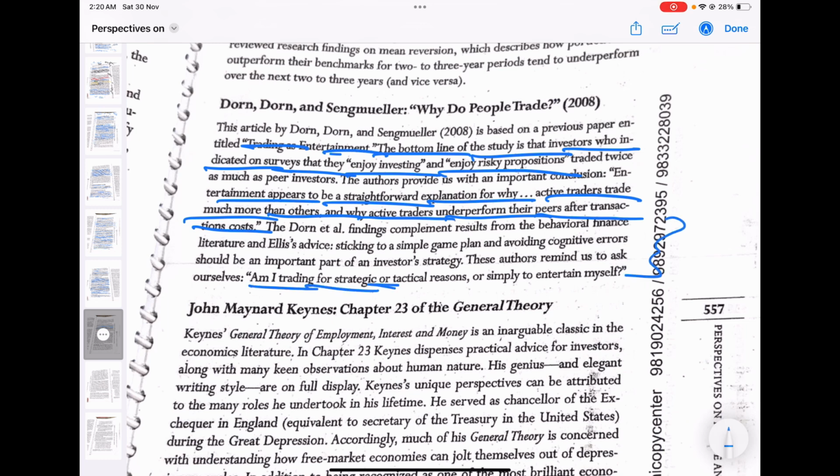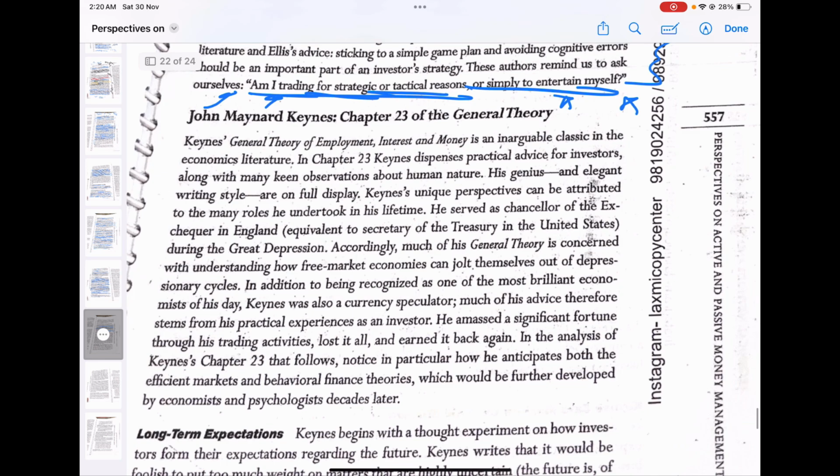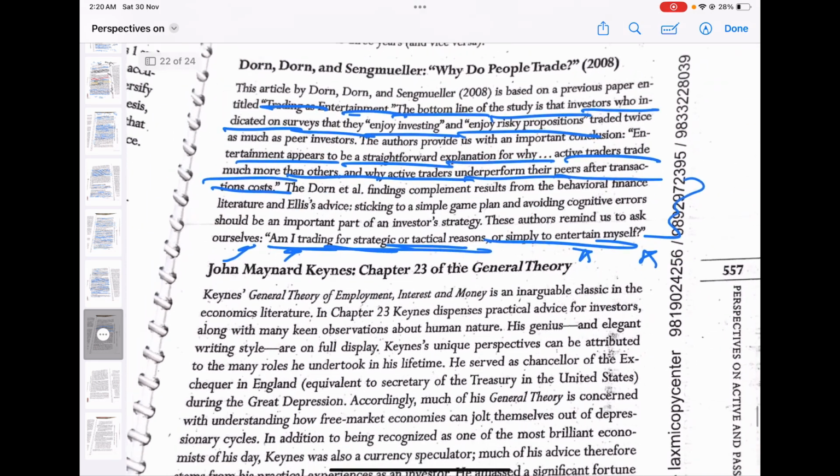So you need to know: am I trading for strategic or tactical reasons, or simply to entertain myself? Now, these are the kind of questions which you need to ask yourself, right? What's your purpose? What's your reason to do what you're doing, and why? Okay, so that is Dunn and Sengmüller.